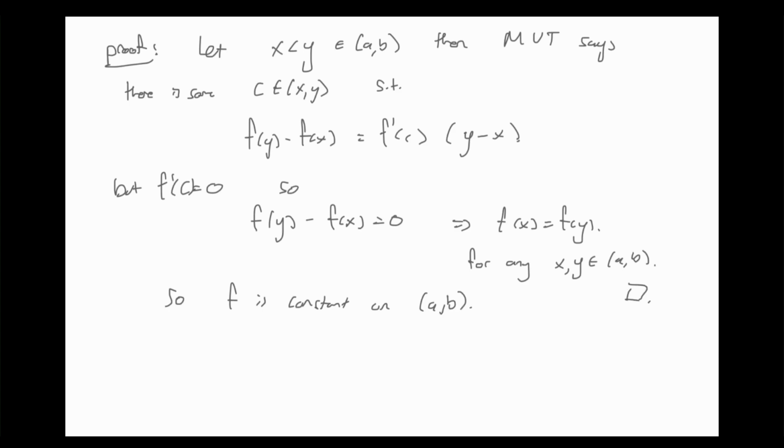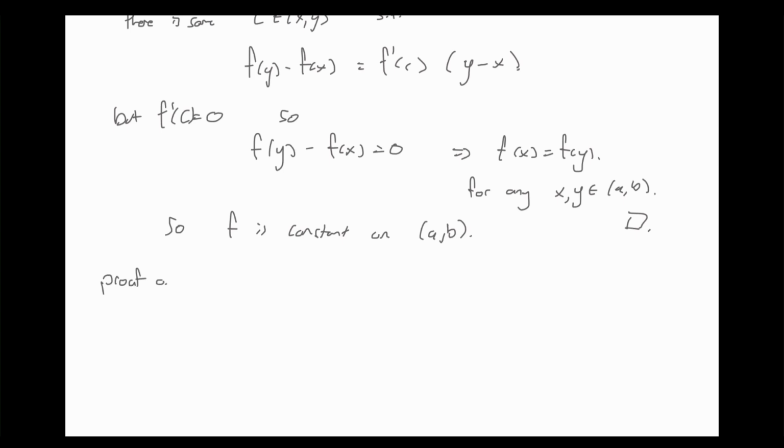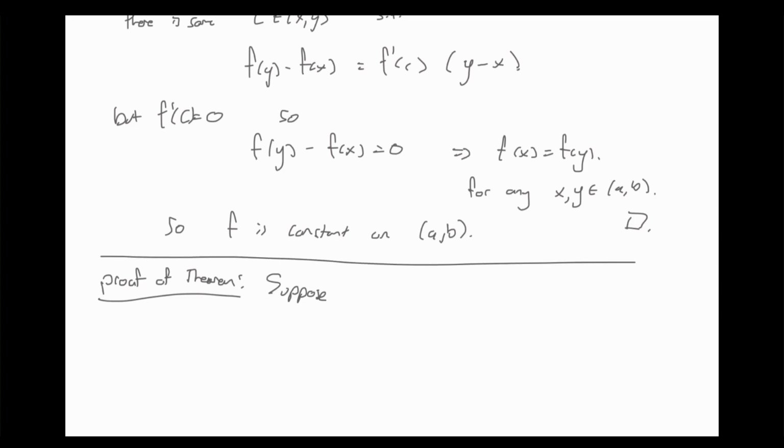So this is proving this nice fact that the only antiderivatives of 0 on a to b are the constant functions. And we can upgrade this to our general result very simply. So let's see a proof of the theorem now. Suppose that for all x in a to b, we have that f prime of x is equal to g prime of x.